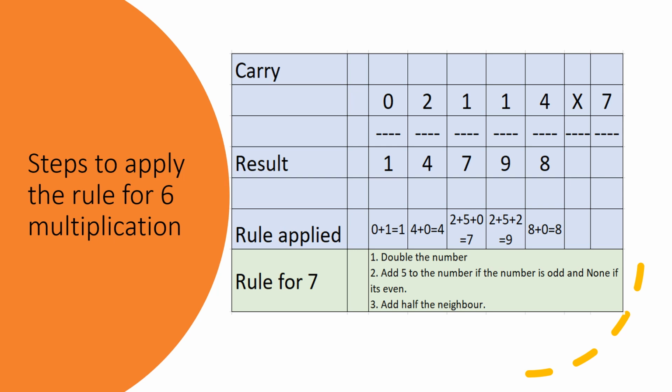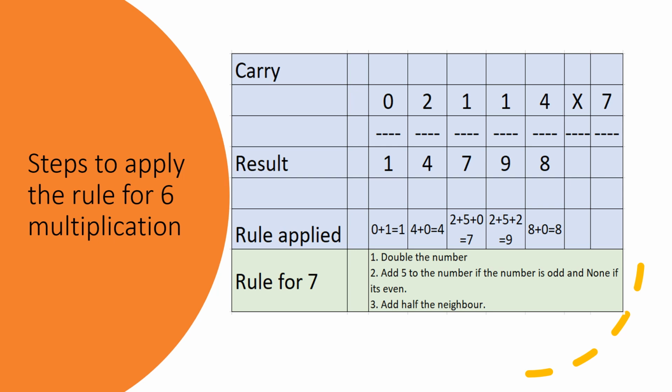Now the next digit is 1. Here we are doubling the number, which is 2 plus 5. This is an odd number, so we are adding 5 and then half the neighbor, and half the neighbor for 4 is 2. So 2 plus 5 plus 2 equal to 9. And 1. Since it is 1, we have to first double the number, which is 2, plus 5, we are adding 5 because it's an odd number, and then plus 0. Half the neighbor of 1 is 0, so 2 plus 5 equal to 7.